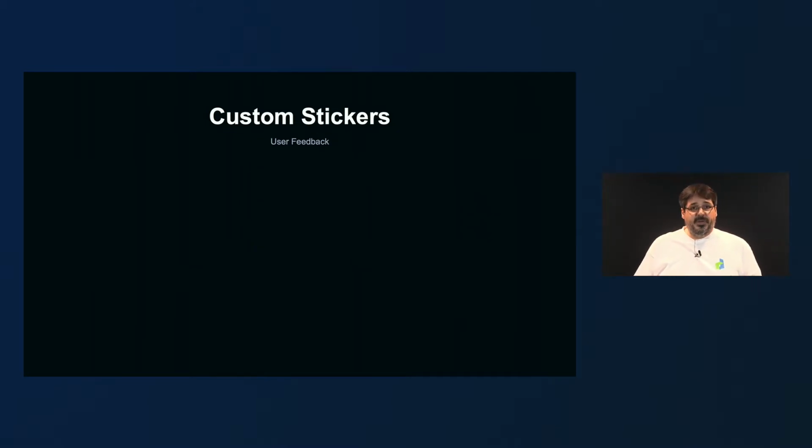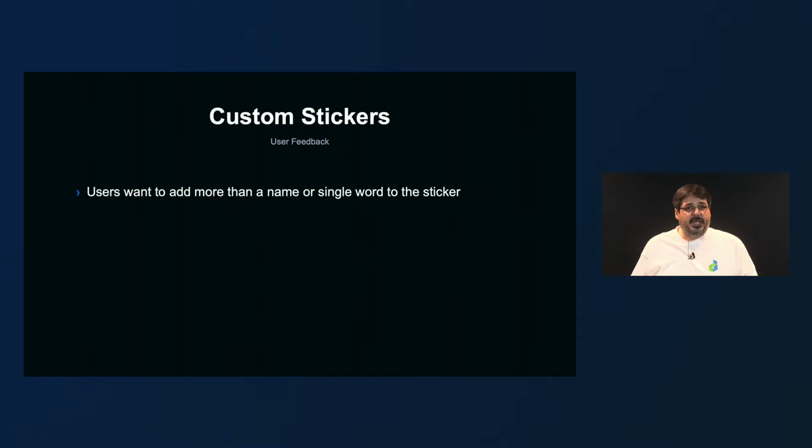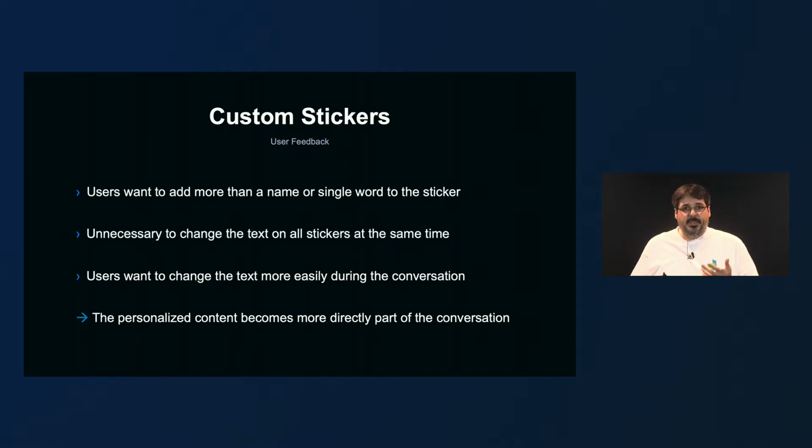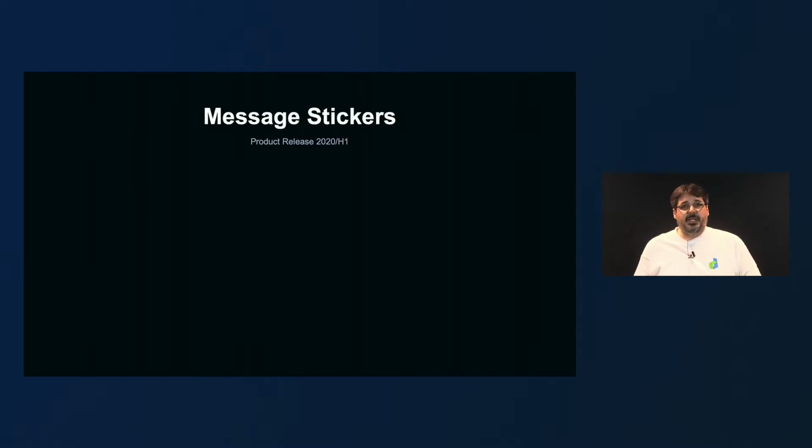Now, this product was very well received, but of course we got feedback from both internal and external users. And we thought about how to iterate over it to increase even more the customization. For example, users wanted to add more than a name or a single word to the sticker, or it felt unnecessary to change the text on all stickers at the same time. And also, users wanted to change the text more easily during the conversation. What this means is that the personalized content becomes directly part of the conversation. So for this reason, in late 2019, we started working on a new product called Message Sticker.